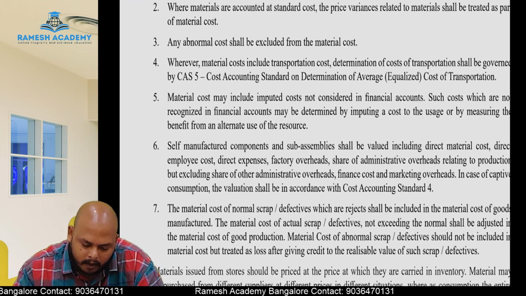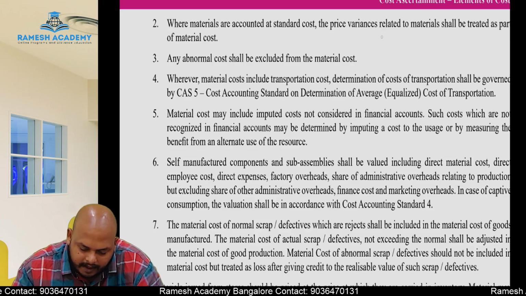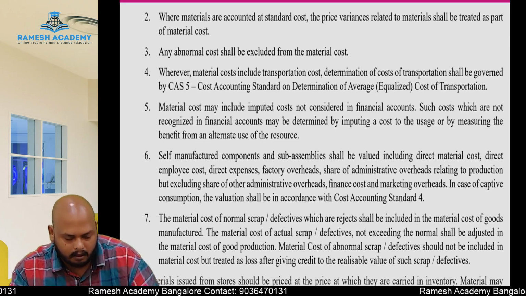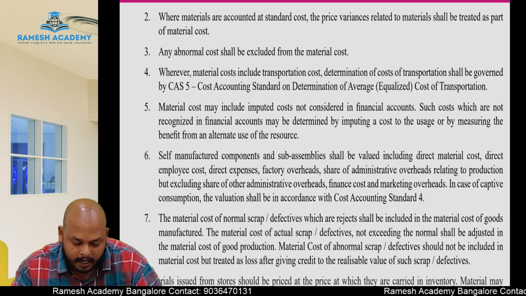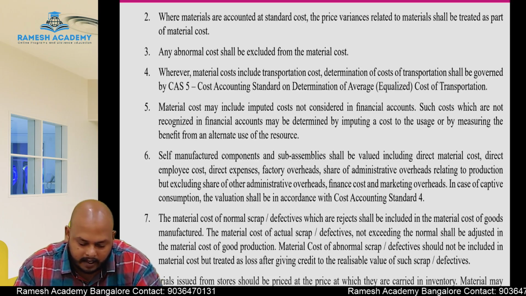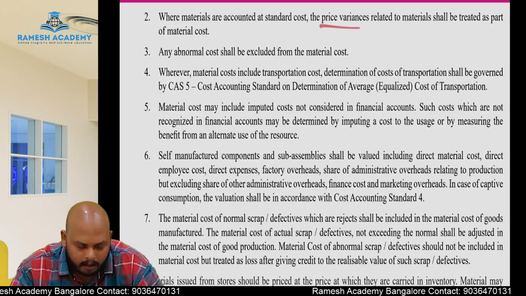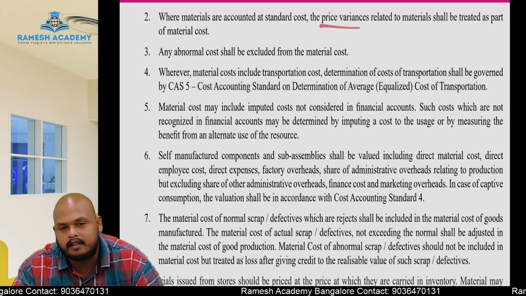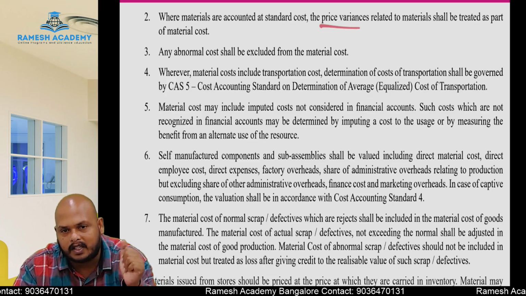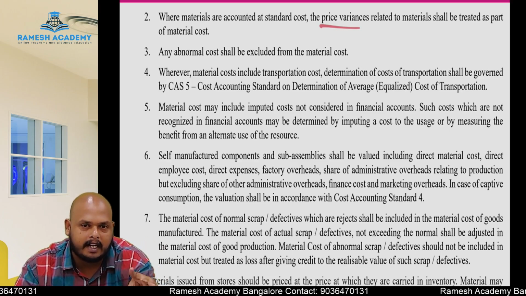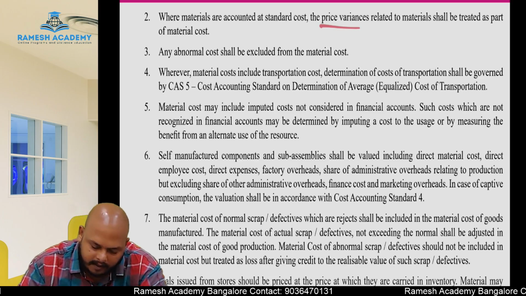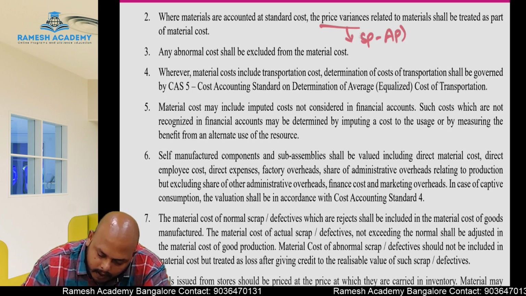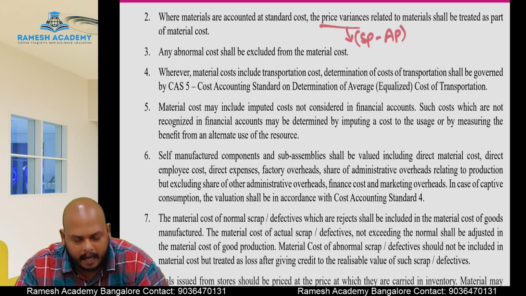When materials are accounted at standard cost, the price variances related to the materials shall be treated as a part of material cost. Okay? So when the materials are accounted at a standard cost, any price variance is there, that price variance also we should consider. What do you mean by price variance, sir? Yesterday we solved one question in cost sheet. Do you remember variance? Variance is nothing but the difference between the standard and actual. So if there is a difference between the standard price and actual price, that is called price variance. It is nothing but standard price minus actual price, SP minus AP.